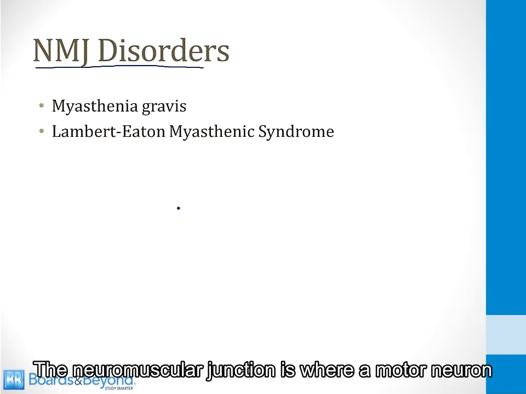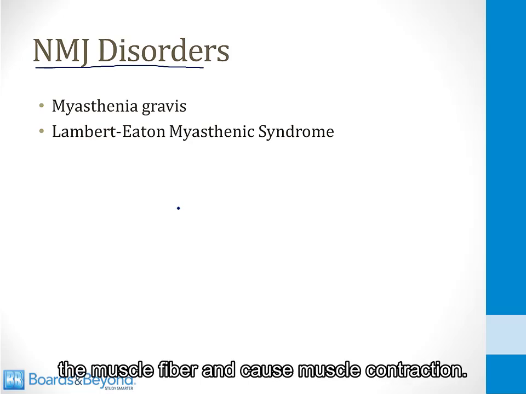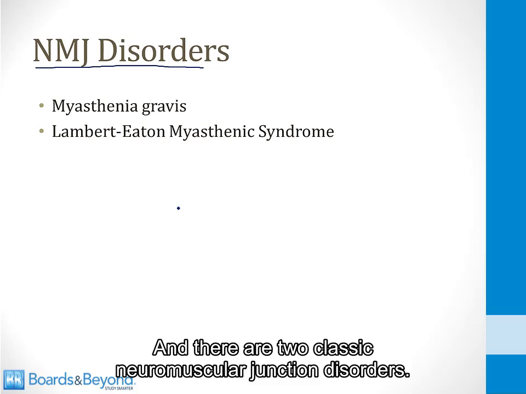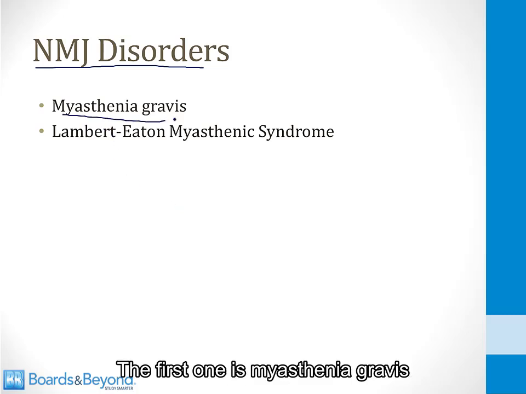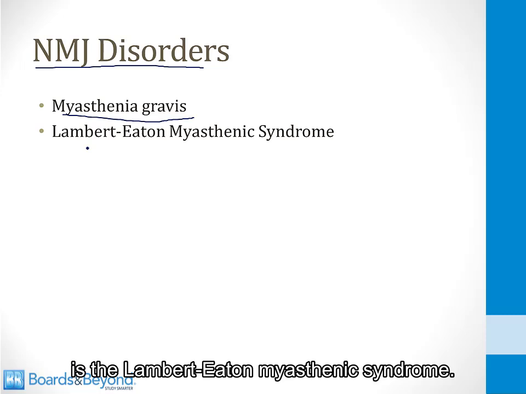The neuromuscular junction is where a motor neuron meets a muscle fiber and can depolarize the muscle fiber and cause muscle contraction. And there are two classic neuromuscular junction disorders. The first one is myasthenia gravis, which is far more common, and the second one, which is much more rare, is the Lambert-Eaton myasthenic syndrome.